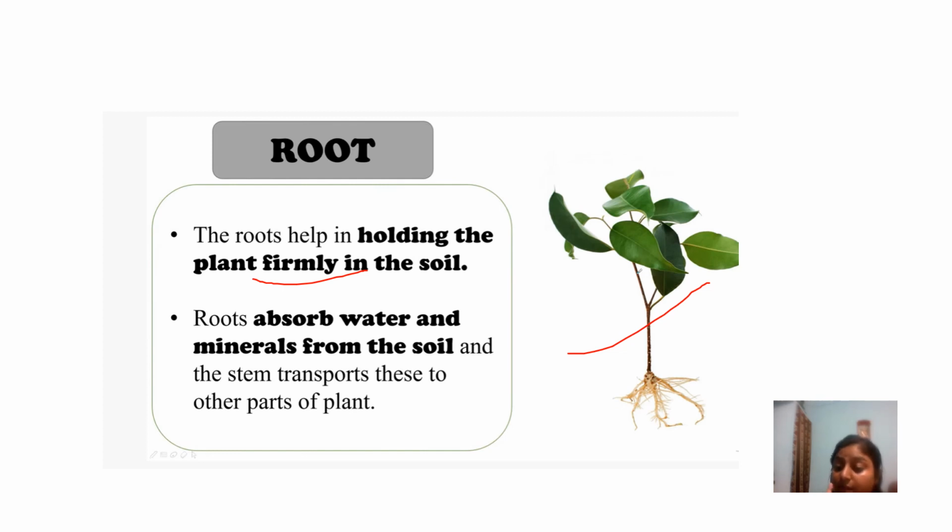I already told you in the previous class also that the root supports the plant and holds it firmly in the soil. And the root absorbs water and minerals from where? They absorb water and minerals from the soil, and the stem transports these to the other parts of the plant. In the stem there is a tube-like structure called xylem. With the help of xylem, the plant can carry minerals and water from the soil.